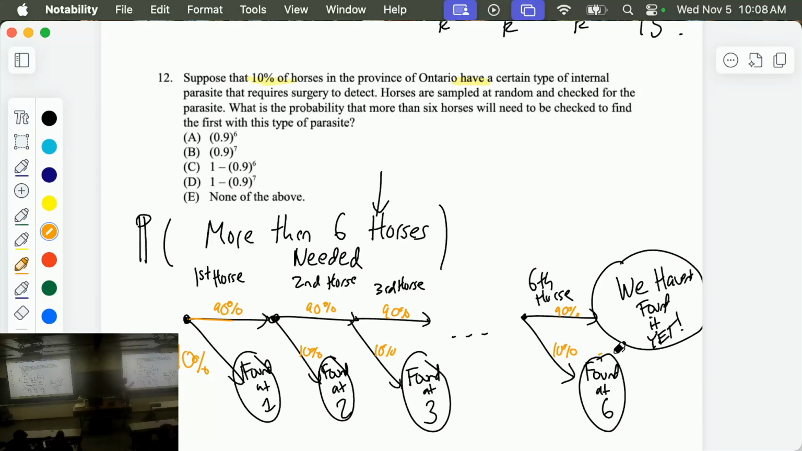What do we want to know? We haven't found it yet after 6. It's just this main spine, 90, 90, 90, 90, 6 times. So the probability is 0.9 to the power 6 by the tree. Okay, that's how I would do this problem. Is that one of the options? That's option A. I was spoiled because I opened the wrong file. I think the answer was option A. Okay, that's how I would do it.